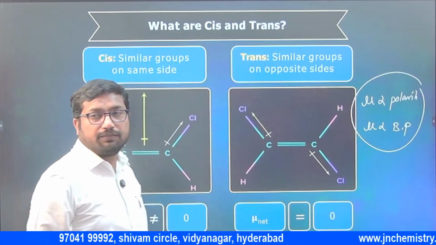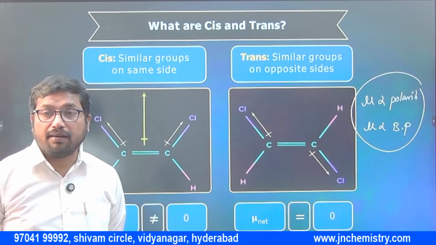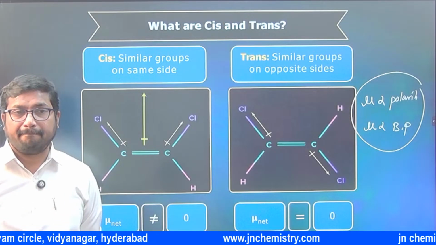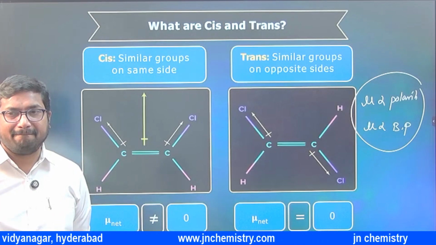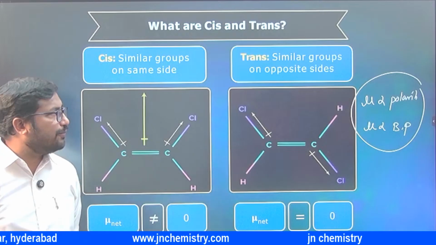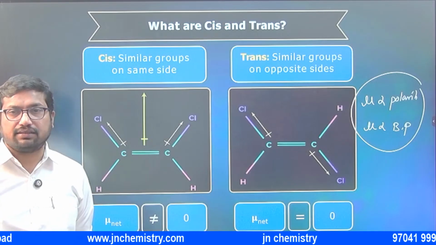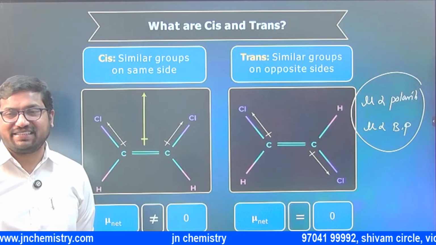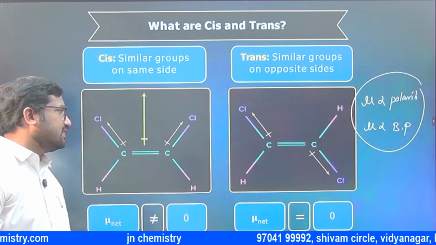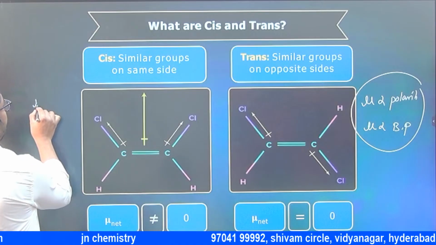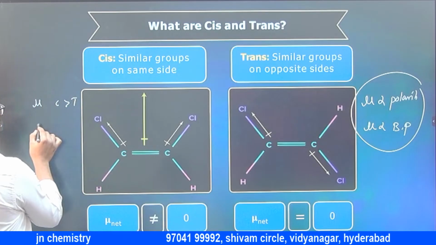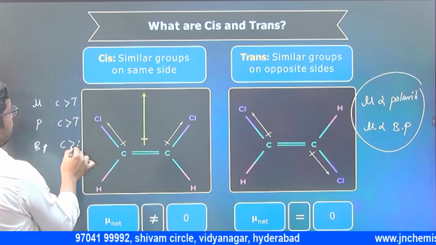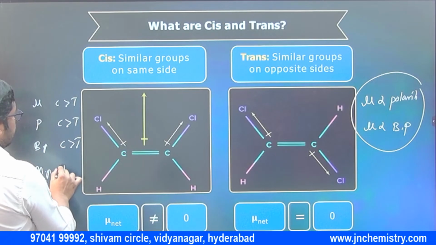Right, these 2 points. Sometimes in cis and trans cases, if they are asking which has the higher boiling point, which is more polarity, which is more melting point? Dipole moment, cis greater than trans. Polarity, cis greater than trans. Boiling point, cis greater than trans. Melting point, trans greater than cis.